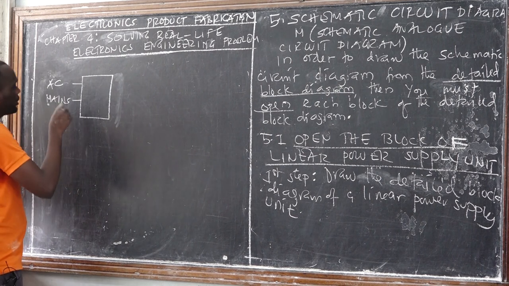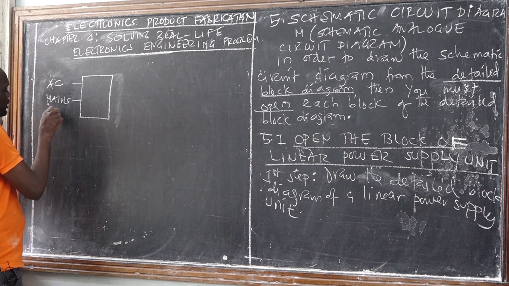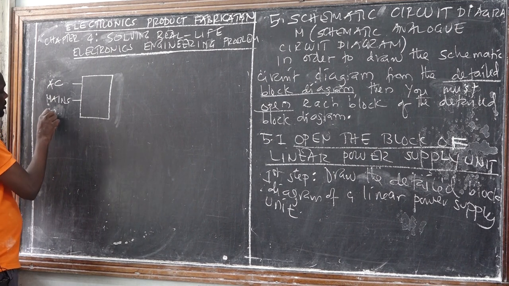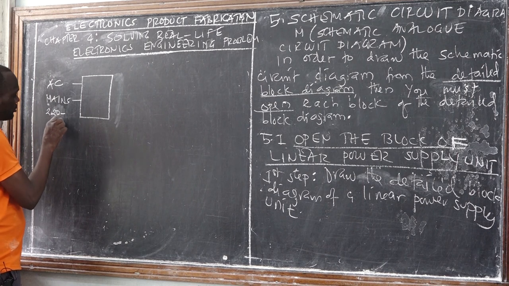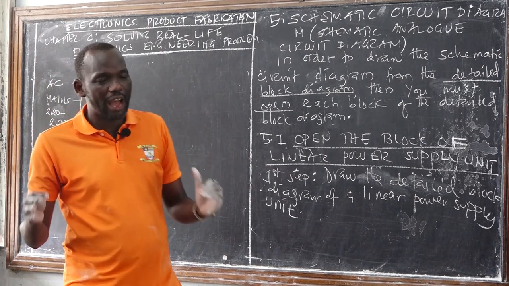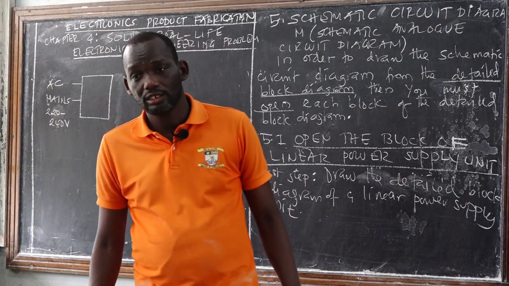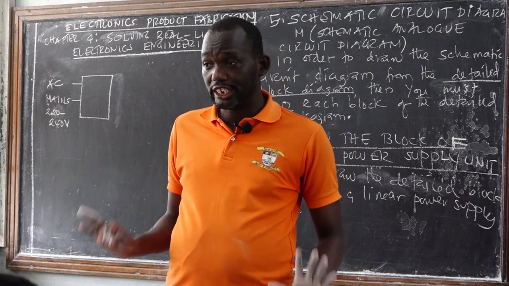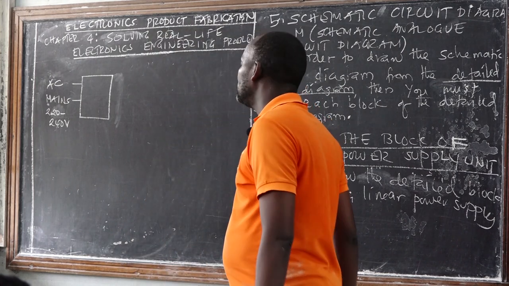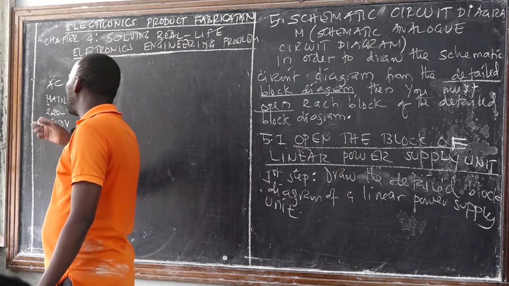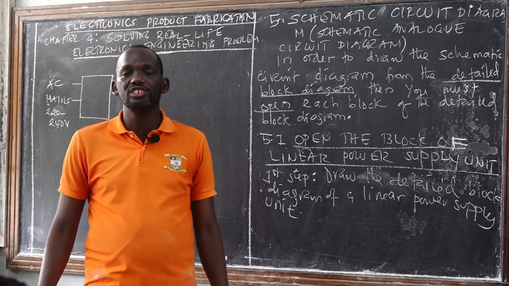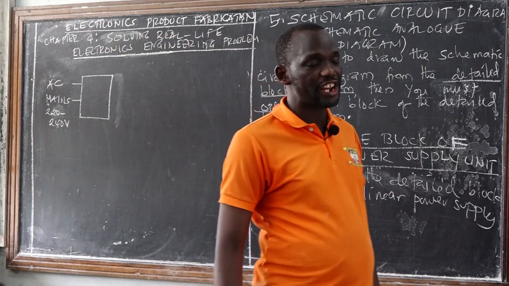The AC mains standard for Tanzania's electricity is actually 220 to 240 volts. So this is alternating voltage. We are drawing the detailed block diagram of the linear power supply unit itself. Converting 220 or 240 volts into DC is not effective for electronics components.